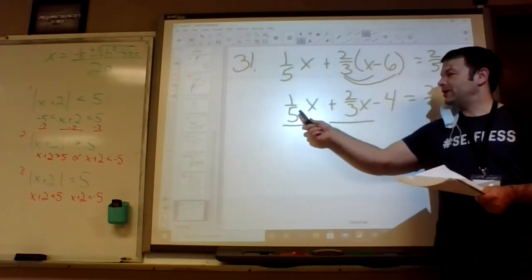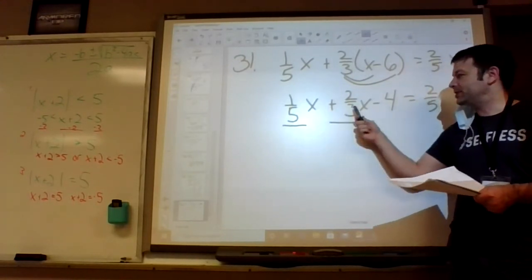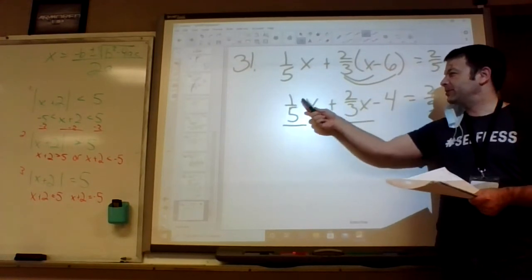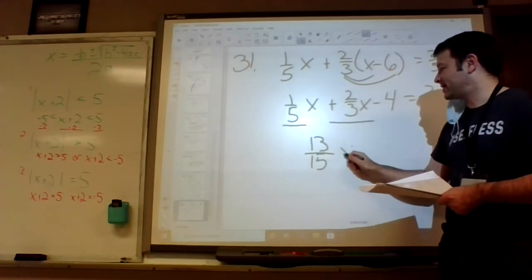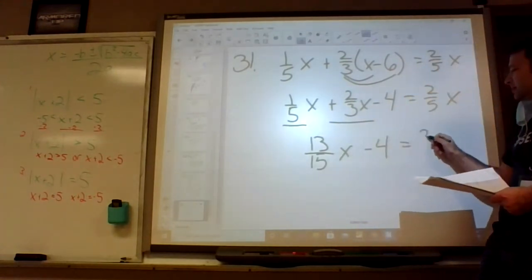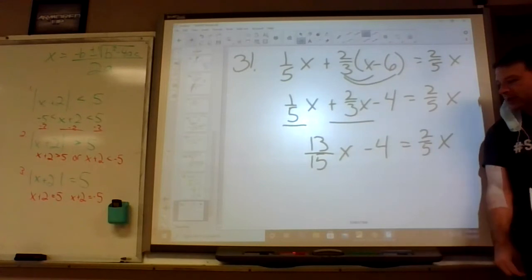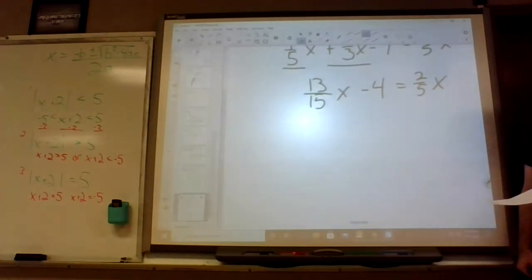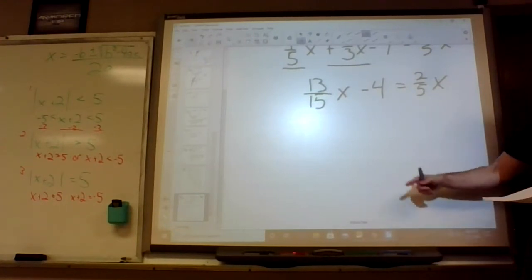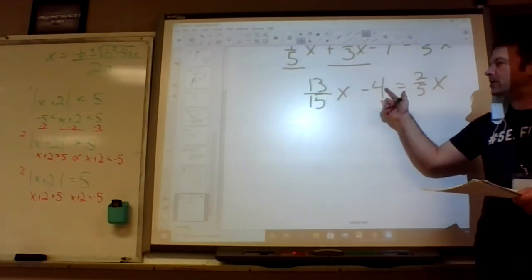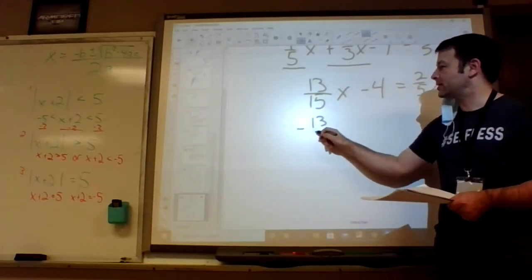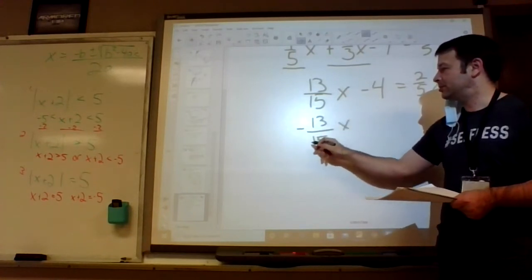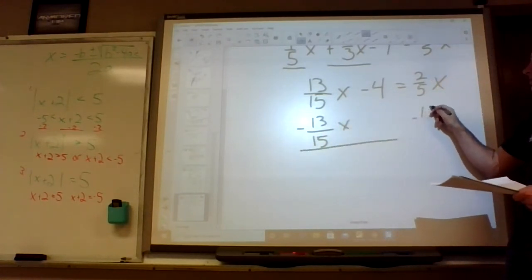Probably distributive property, right? Just like the last one. 2/3 x minus 4. Did you guys do 2/3 times minus 6? Yeah, it's minus 4. What else can I do? You can make those have common denominators. Yeah, or you can use your calculator, it's fine. If I was doing it by hand, I'd have to do times 3 times 3 times 5 times 5. That would be 3 plus 10. 13/15 x.